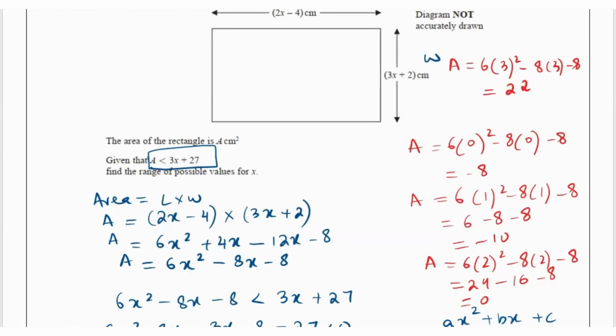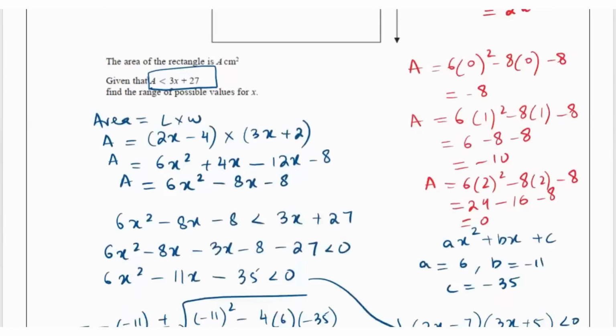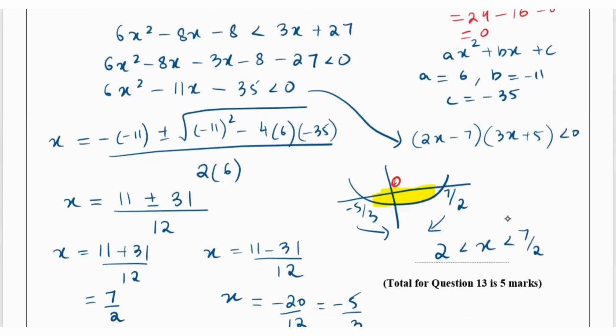Once again, our x value cannot be negative because we're talking about the length. And as you can see, if you put x equals -5/3 in our measurements, we would get a negative value. And that's not possible because we're talking about the area of a rectangle. So what we do is we start with the positive values of x.